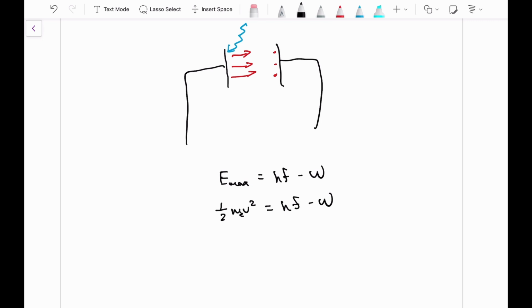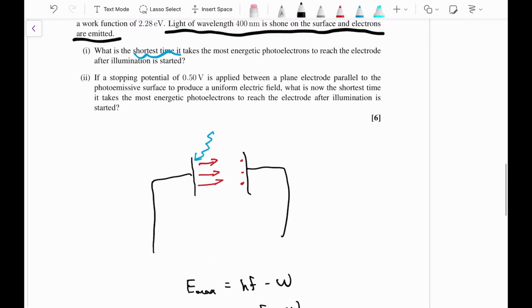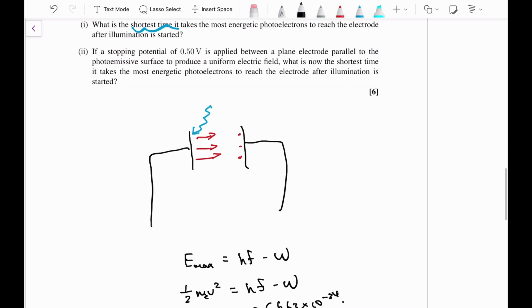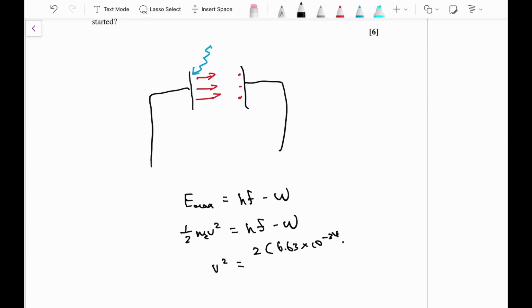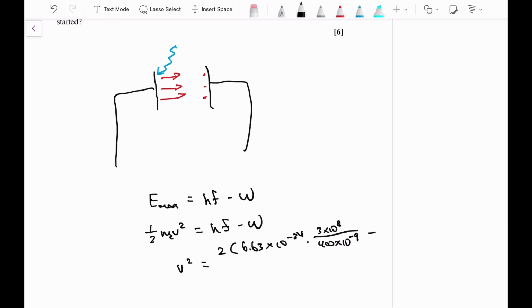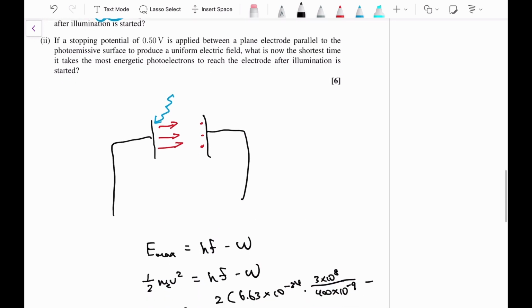Okay. So over here, half mv squared is equal to hf minus the work function, so mv squared is equal to 2 times, this is Planck's constant, times the frequency, and the wavelength is given. Frequency is equal to the speed of light divided by the wavelength. And then we can just write this, okay? And then minus the work function, which is 2.28 electron volts.